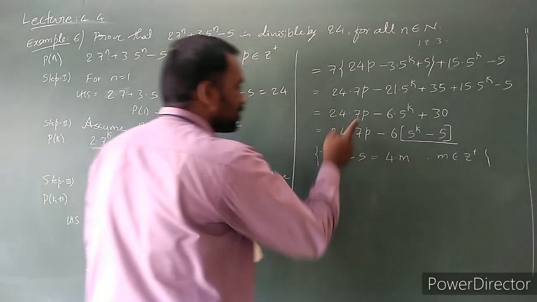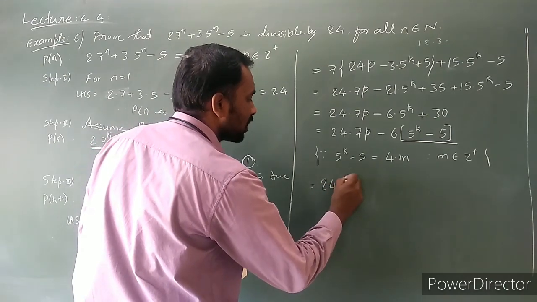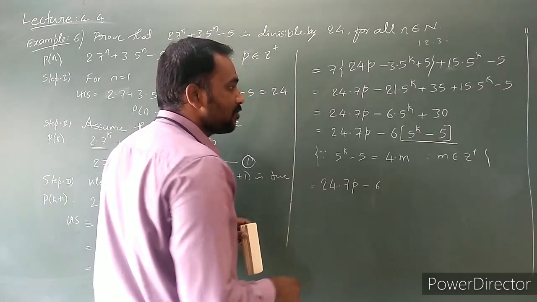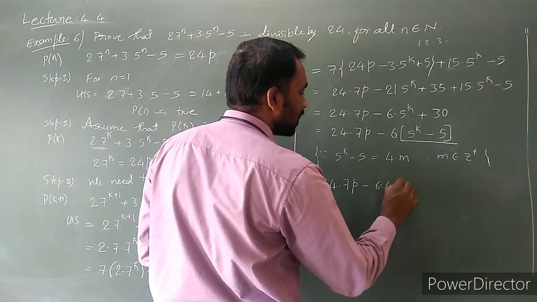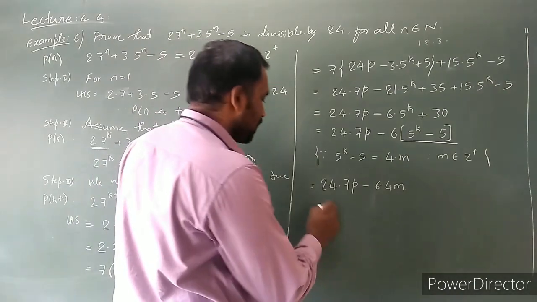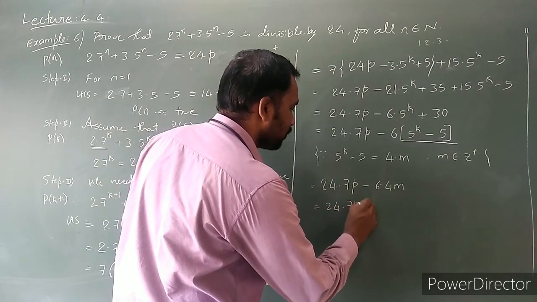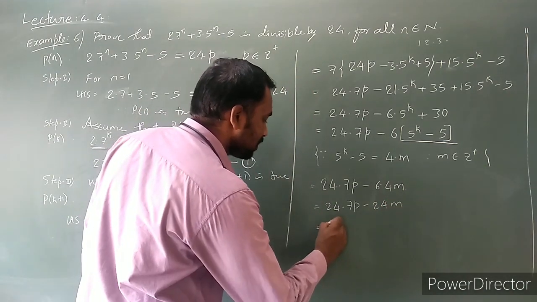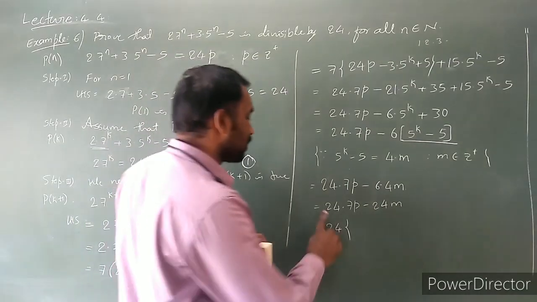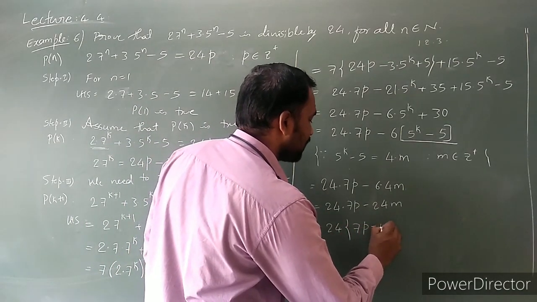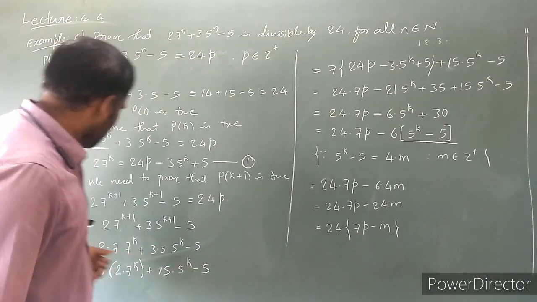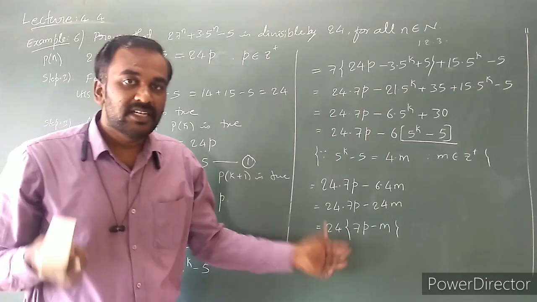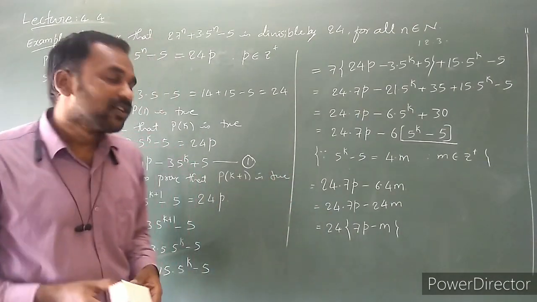Now, replace this value into the upper equation. 24 times 7 power k minus 6 into 5 power k minus 5, which is a multiple of 4. That means 4 times m. That means 24 into 7 power k minus 24 times m. Are you clear? Now, is 24 common? Yes, 24 is common. 7 power k is left minus m is left. So from this LHS part, after simplifying, we got 24 as common.